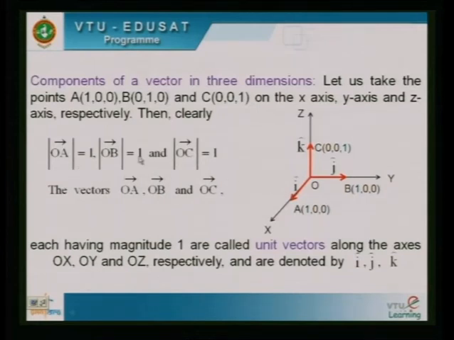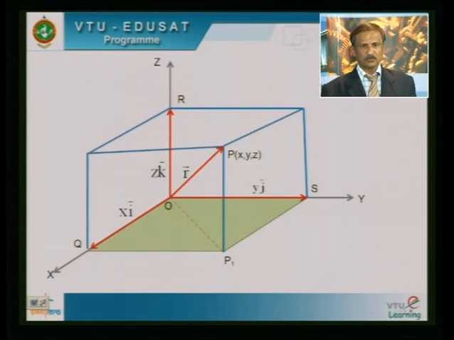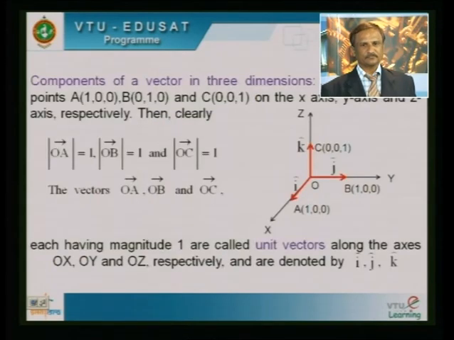So if you calculate the modulus of these vectors, OA is 1, OB is 1, and similarly OC is also 1. The vectors OA, OB and OC, each having a magnitude 1, are called unit vectors along the axes OX, OY and OZ respectively, and are denoted by i, j, k. So it means these red lines, I want to denote as unit vectors along the x axis, y axis and z axis. Is it clear? We denote these vectors using the letters i, small j, small k. I hope now you are able to define unit vectors in 2 dimensions as well as 3 dimensions. Is it clear?